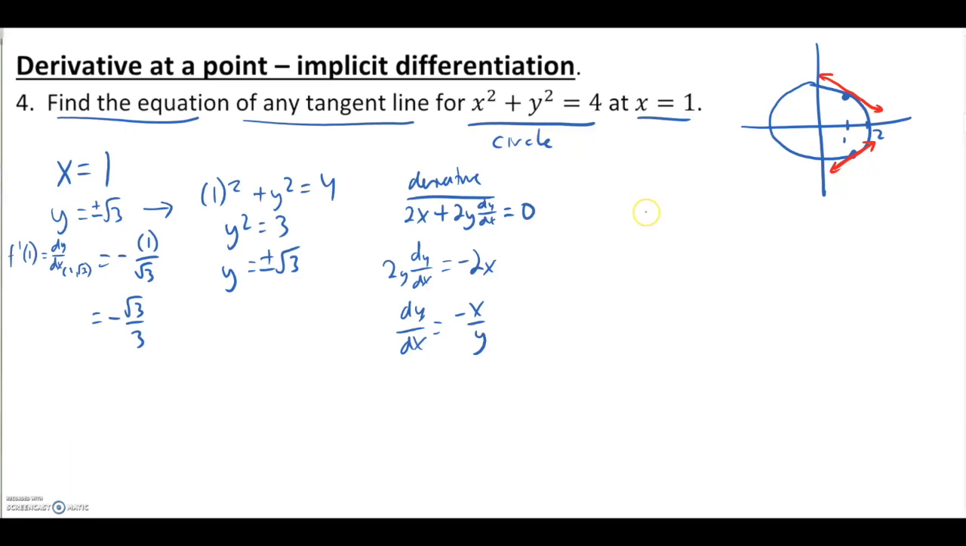And so our tangent line will be y minus the y value equals our slope, negative square root of 3 over 3, times x minus our x value. And if you wanted the second equation you could have used, it would have been y plus square root of 3 equals square root of 3 over 3 times still an x value of 1. Either one of those would have been good.